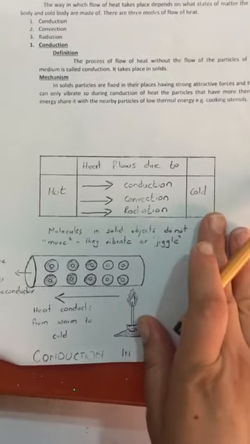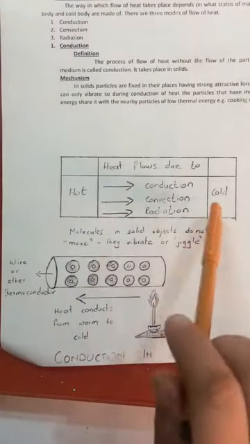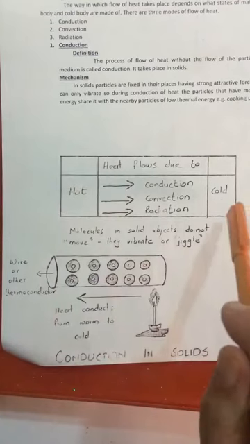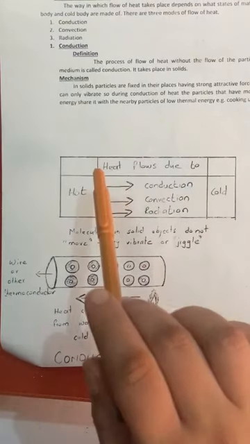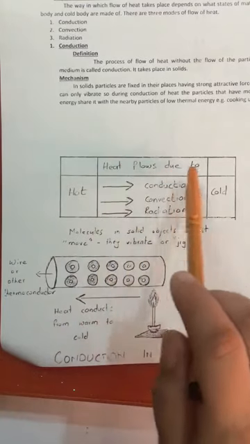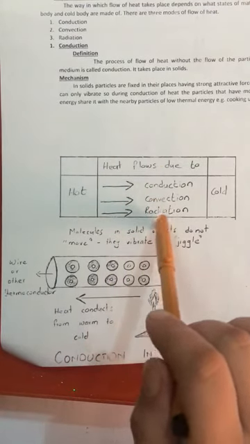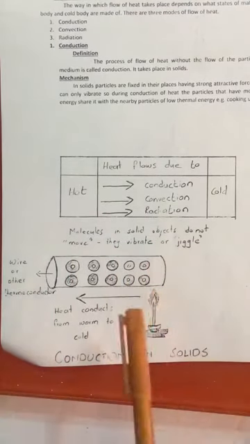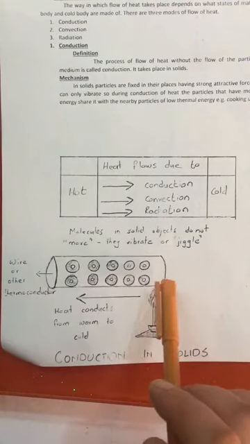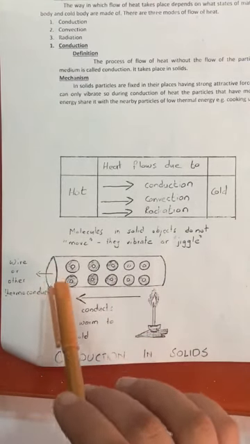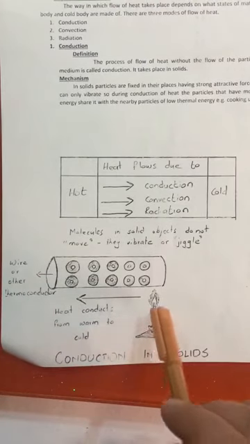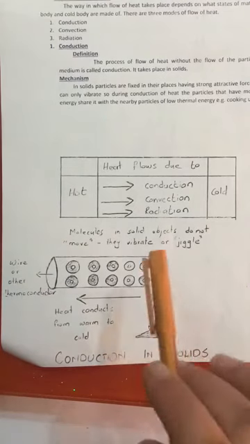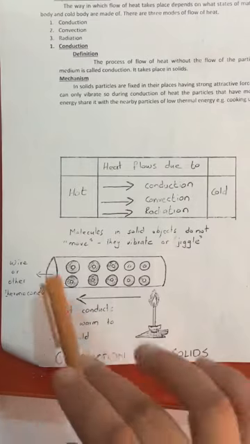Now you have to draw the diagram of conduction. Here, first of all, you have to make a table. And on one side you have to write hot and on the other side you have to write cold. Heat flows due to conduction, convection, radiation. Molecules in solid objects do not move, they vibrate or jiggle. Okay. Now you have to draw the diagram. You have to draw a solid, and along with it you have to draw a candle here with the pencil. You have to draw all these with the pencil and give the heading conduction in solids. Write every labeling of the diagram.